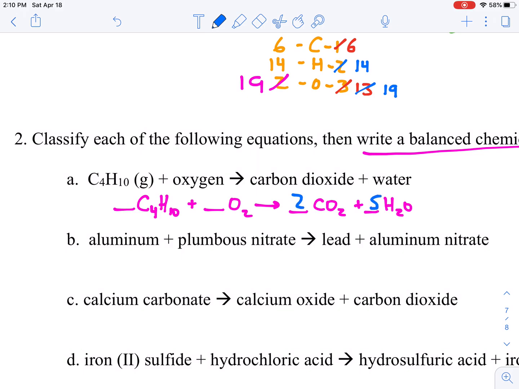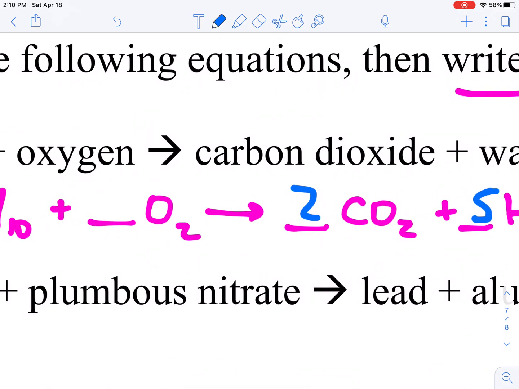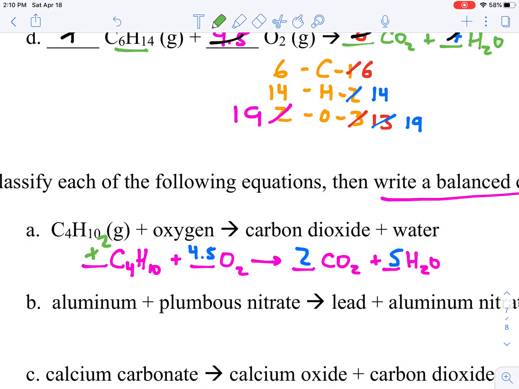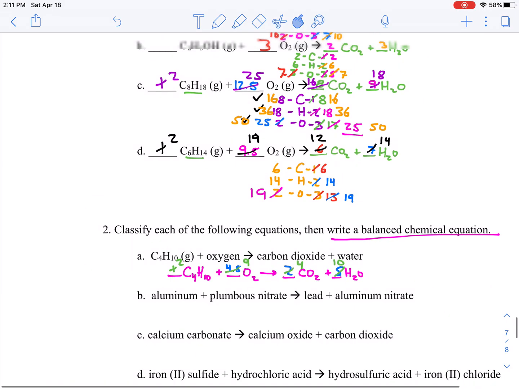That's going to be ugly because we're going to have a half. So the half that we would use would be, we now have 2 times 2 is 4, plus 5 is 9 oxygens on the right. We would have 9 oxygens on the left by doing 4.5 there. But we need to double everything, so let's make this a 2, let's make this a 9, let's make this a 4, let's make this a 10. And we'll come back and we'll define what that is in a second.